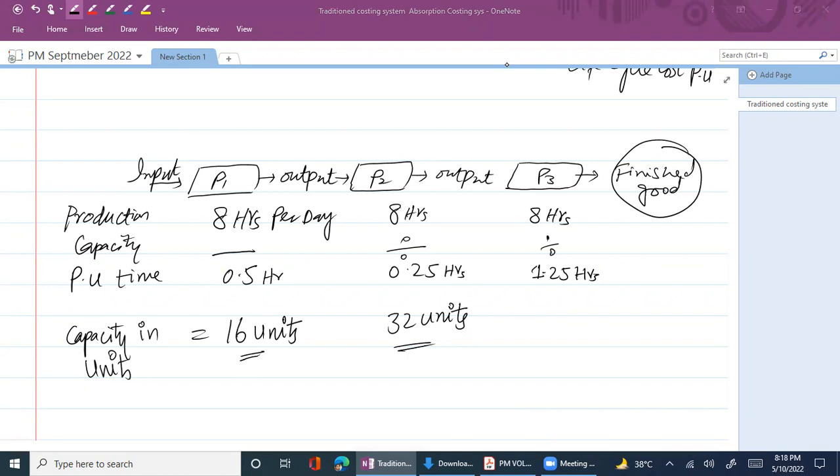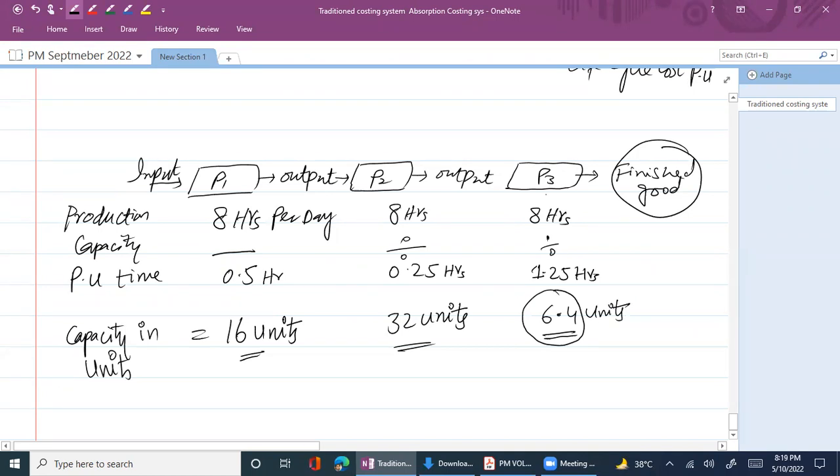6.4. So it means that we can produce only 6.4 units per day. We cannot complete more than that. Even if process 1 transfers 16 to process 2, it will complete 16 units and transfer to process 3. But process 3's capacity is only to complete 6.4 units. So this is creating a bottleneck.